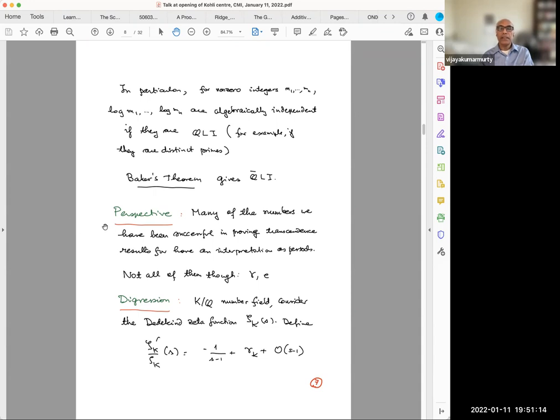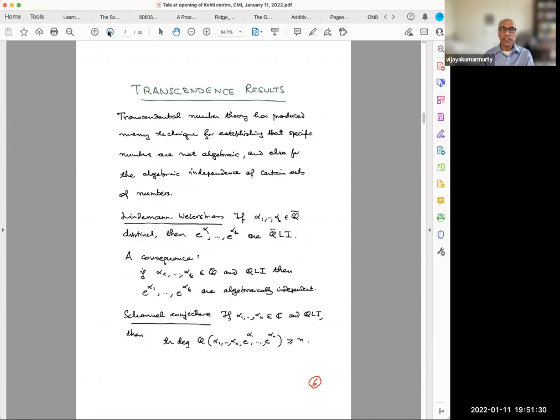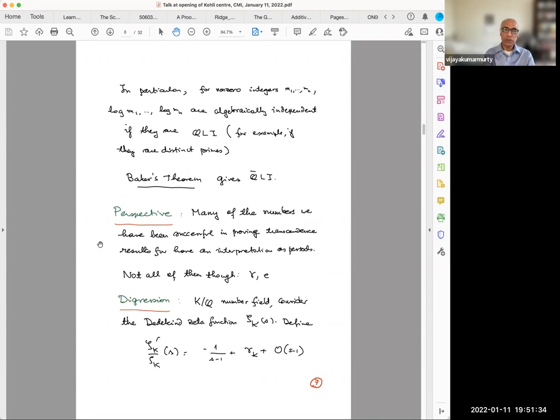So here's a perspective: many of the numbers we've been successful in proving transcendence results for have an interpretation as periods. I spoke to you about two different things. First, we talked a little bit about periods, and then we talked about transcendence. There's a perspective here that the numbers that we've been successful in proving are transcendental tend to have an interpretation as periods. But there are some numbers that we do know are transcendental and which we don't have a representation as a period. And there are other numbers that we can't even prove are irrational, and we have no clue what these numbers are. So let me talk about two of these numbers, especially one particularly enigmatic one, little gamma.